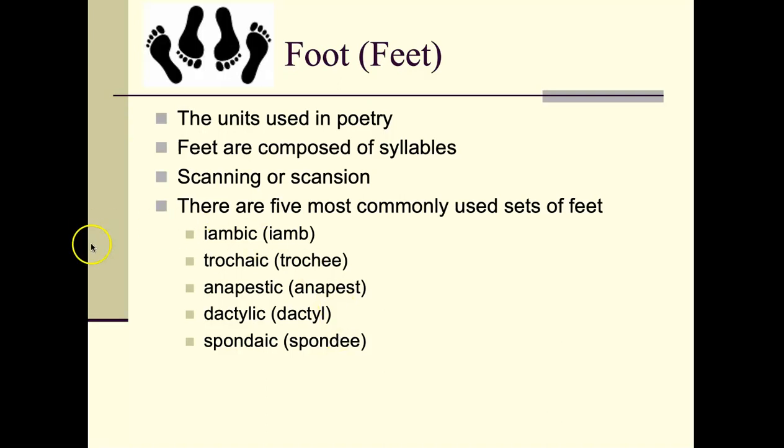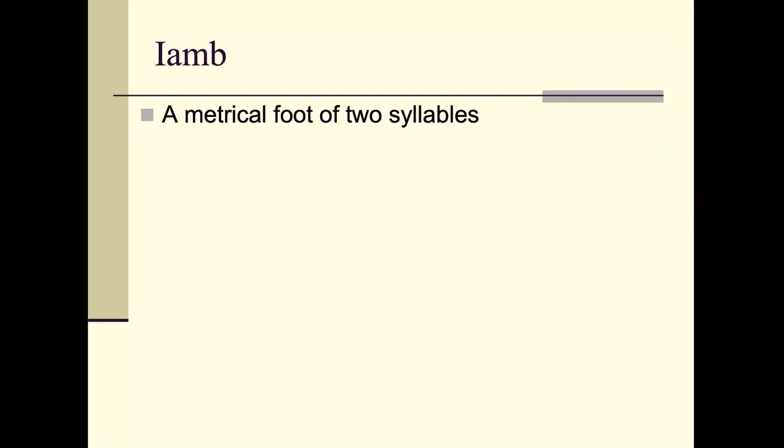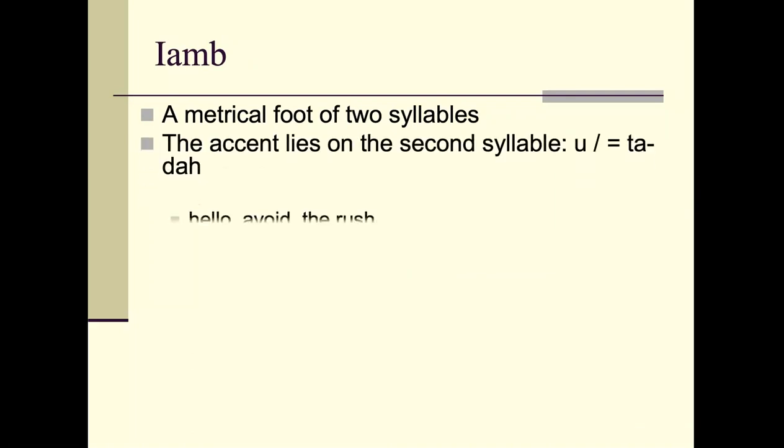And what you're going to find is that in Shakespeare, whether it's his sonnets or his plays, he typically uses the iambic, or iamb, unstressed, stressed syllable feet, and he usually uses pentameter, which we'll talk about in just a moment. He will sometimes use trochaic though, and we'll talk about that more. So what is the iamb? It's a metrical foot of 2 syllables where the accent lies on the second syllable. So you can think about it like ta-da, hello, avoid, the rush.